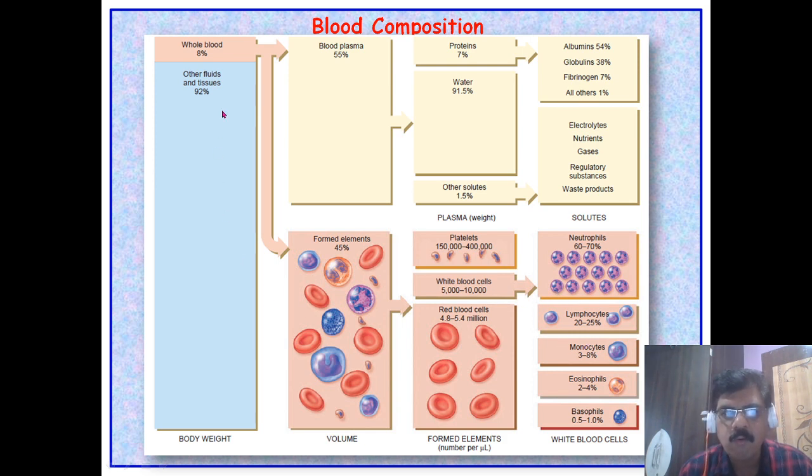So on the whole, if you observe the composition of the blood, then it comprises the plasma and the formed elements. This plasma comprises protein, water, and other solutes. Among the major proteins, one is albumin, another one is globulin, and the third one is fibrinogen and the other proteins. Then the other solutes are the electrolytes, nutrients, gases, regulatory substances, and the waste products.